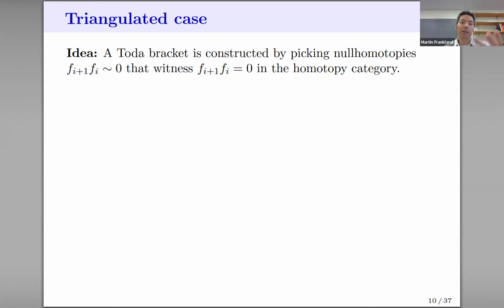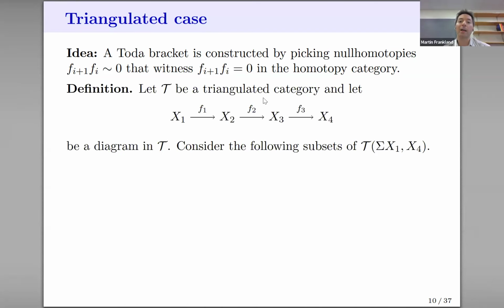And the idea is that they arise from null homotopies. If you have composable maps where the twofold composites are null homotopic, you can pick null homotopies to witness that and assemble the null homotopies into a new map. Now, how do you witness that two maps in a row are null homotopic, or compose to something null homotopic?